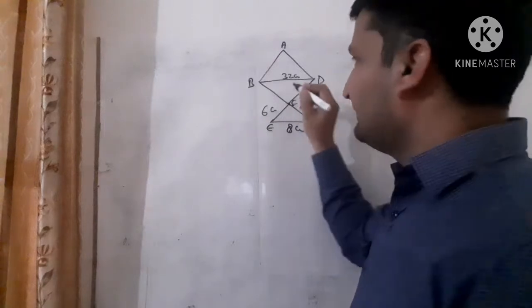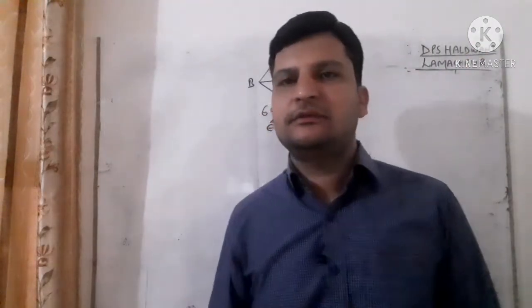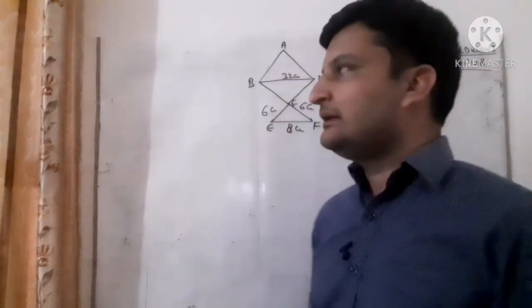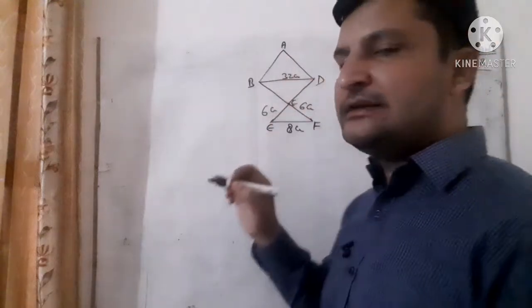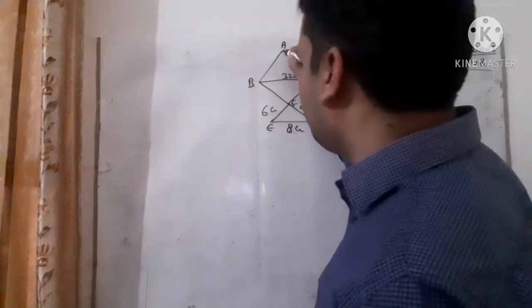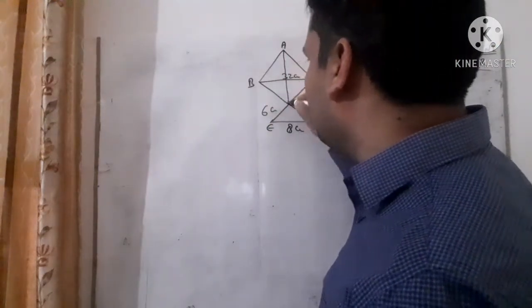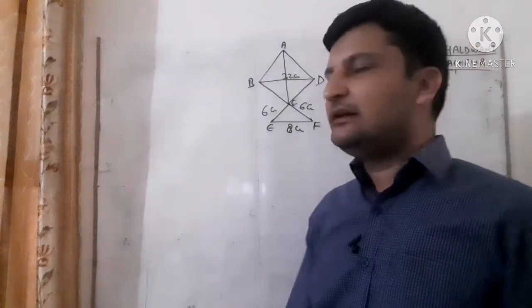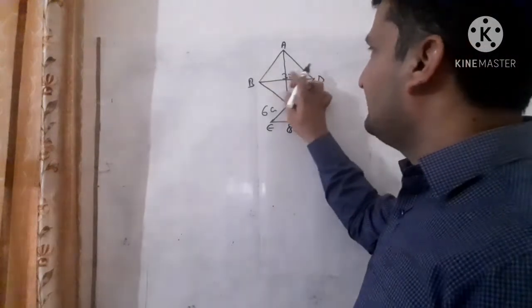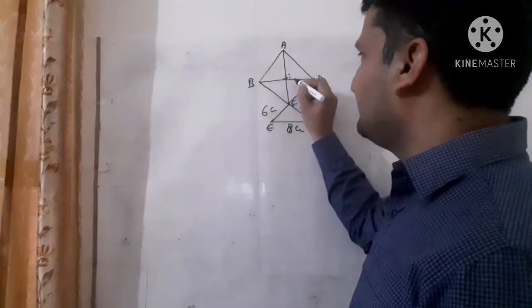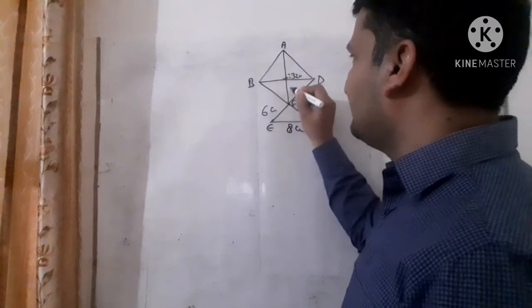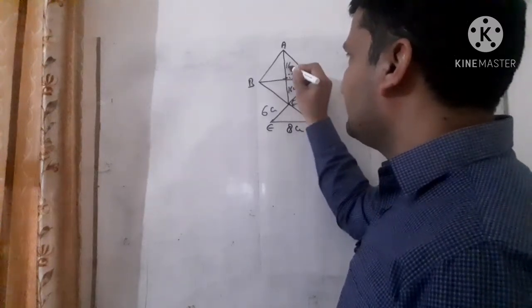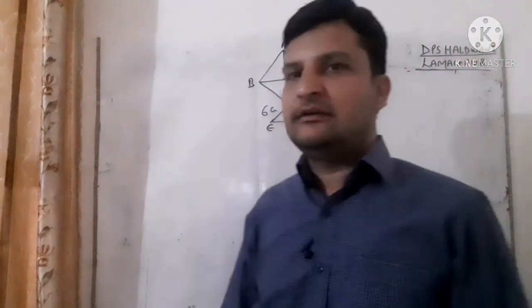ABCD is a square. So in a square, students, we know the properties: the diagonals are of the same length and bisect each other at 90 degrees. So what we can do is construct one more diagonal here. The total is 32 centimeter, it is given. It means it is 32 centimeter, so this is 16 centimeter, and 16 centimeter we can write it like this.